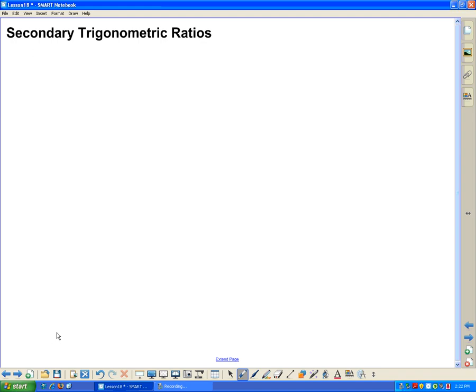So secondary trig ratios, there are 3 of them, and we have cosecant, secant, and cotangent. Let me just space that out a little bit. And they are what we call a reciprocal function to our primary trig ratios. So for example, cosecant of theta, so cosecant is CSC, it's really just equal to 1 over sine theta. All right, that's all it's doing.